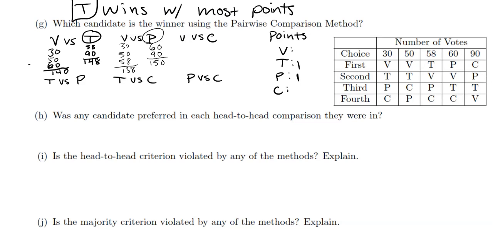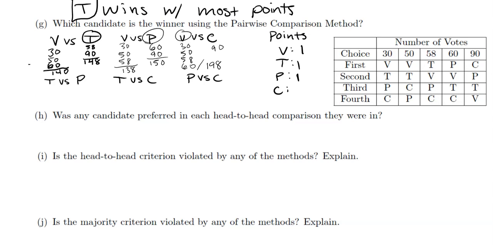And then we can take a look at V versus C. So V and C. V is preferred, V gets 30. V and C, V is preferred, so they get 50. V versus C in the third, V gets 58. V versus C in the fourth, V gets 60. And then in the last one, V versus C, C gets 90. So 90 versus 198, we see that V will be the winner there. So V gets 1 point. Now we've got 3 more to do.